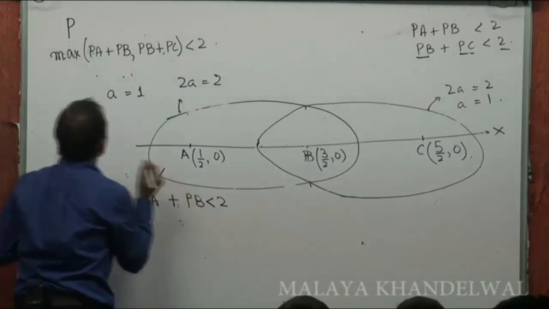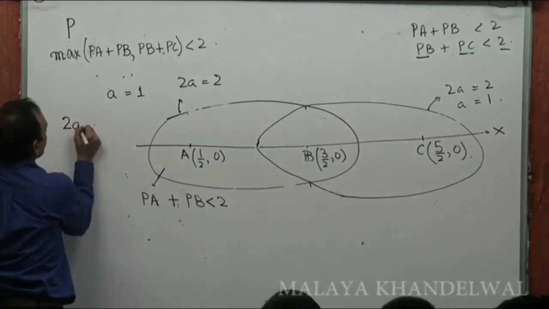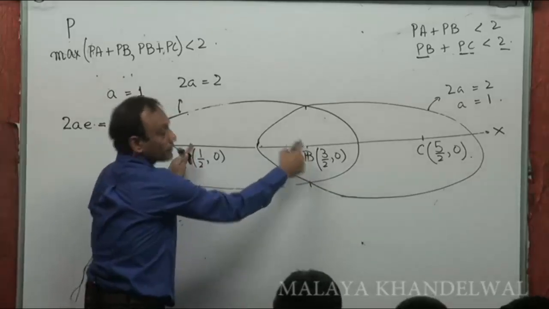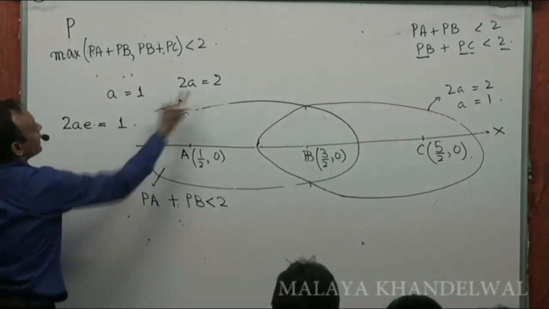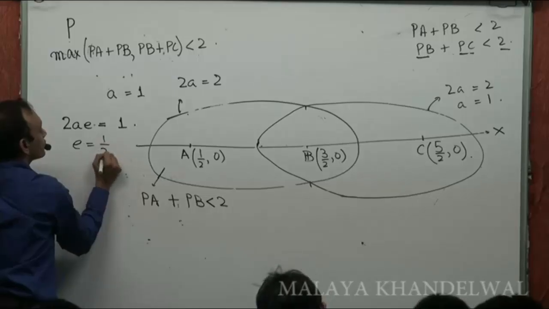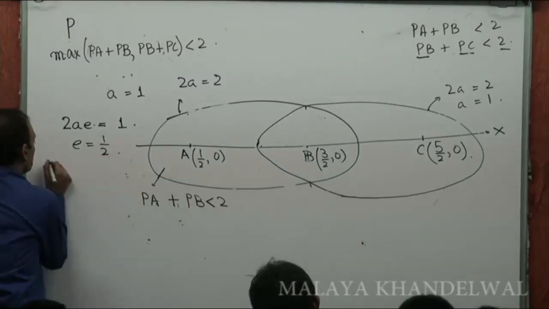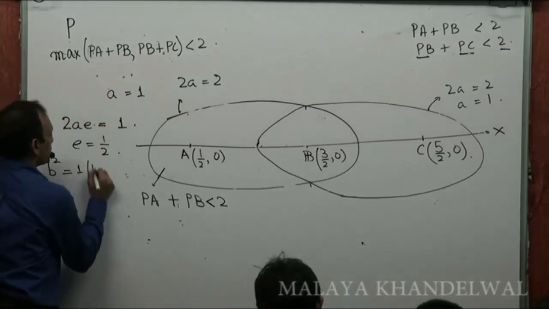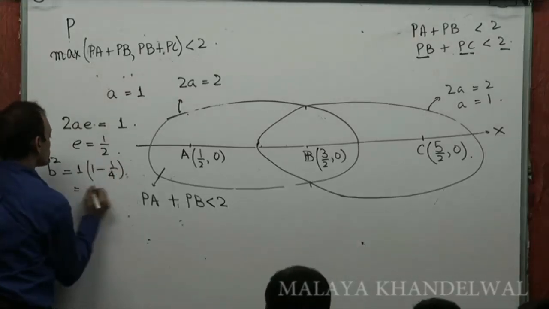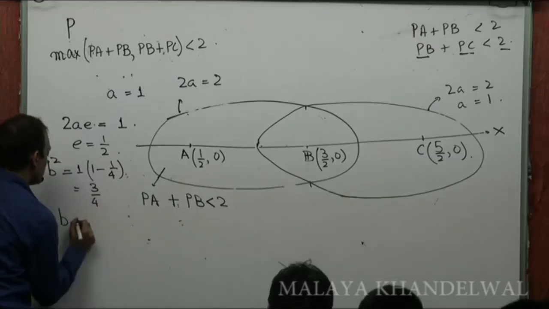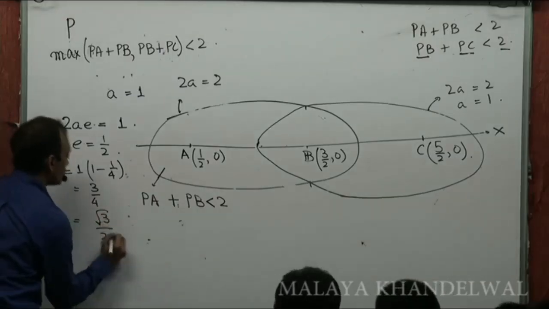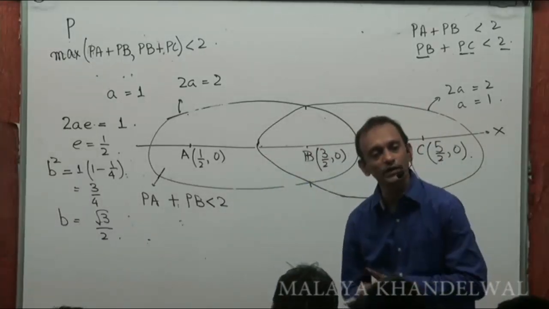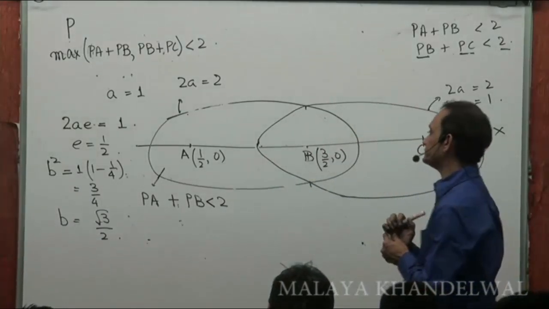So 2ae is 1, right? 2a is 2, so e is half. b squared is a squared, which is 1, into 1 minus 1 by 4, which is 3 by 4. So b is root 3 by 2. b is root 3 by 2 for both ellipses. a is 1 for both ellipses. b is root 3 by 2 for both ellipses. Right?